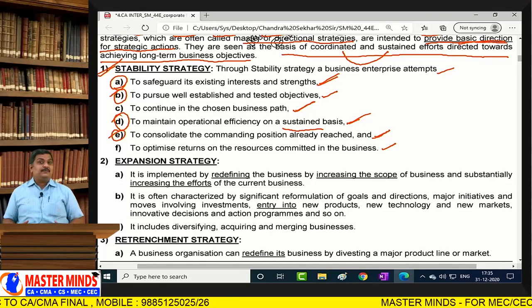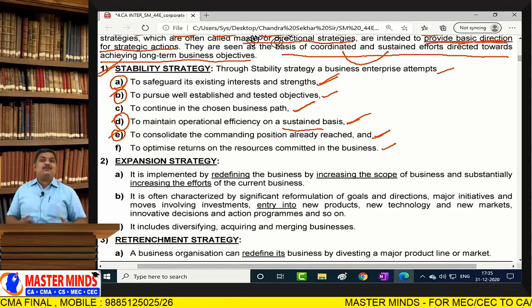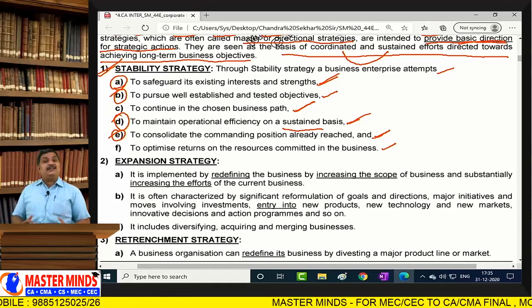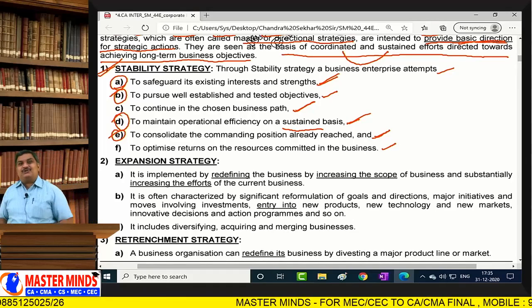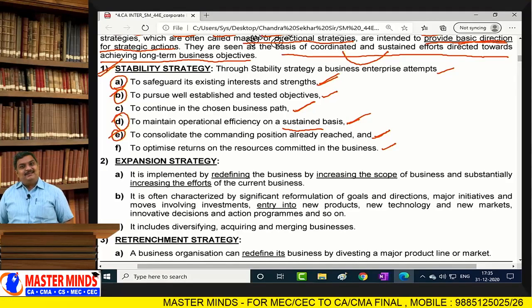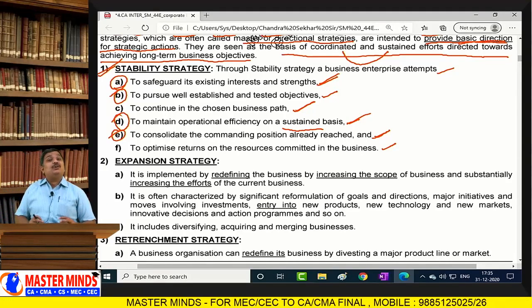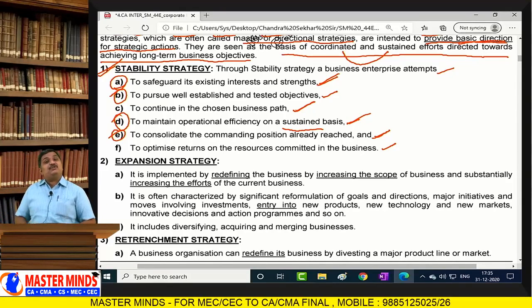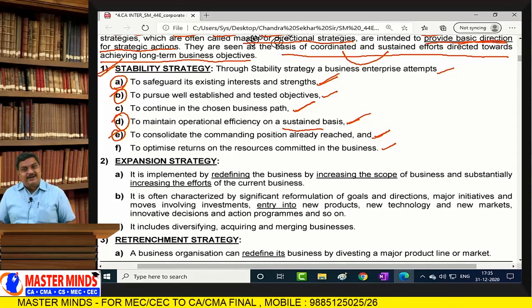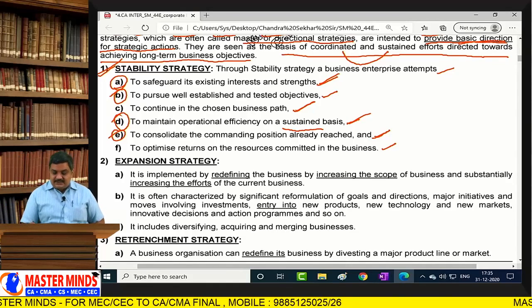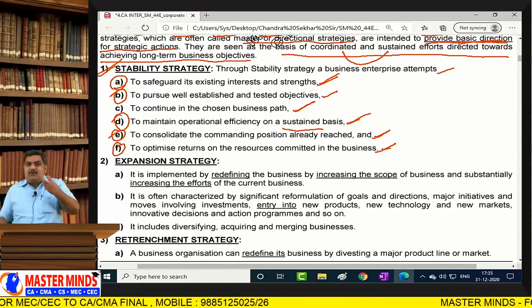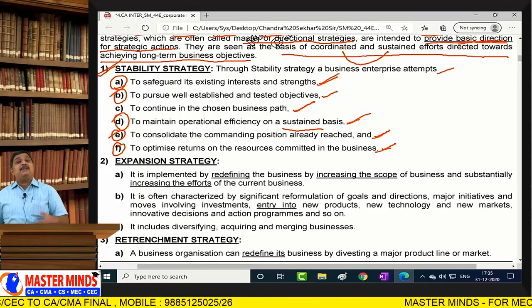Now, what do you have to do? There is nothing to do, man. Already you are in the strong position. Now, you have to focus all of your efforts and energies to keep that position, to not slip away from that position. So, whatever things you do to maintain and sustain your commanding position, that is stability strategy. And to optimize returns on the resources committed in the business. Yes, I have to get maximum output by utilizing minimum inputs.